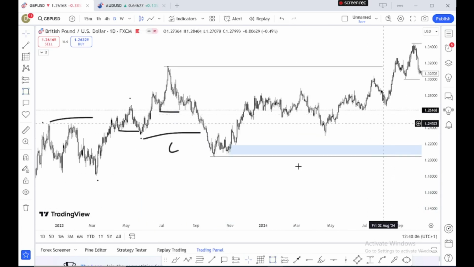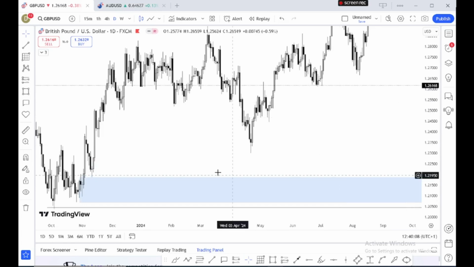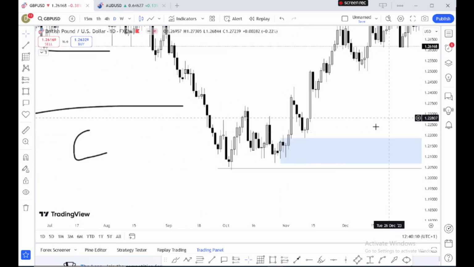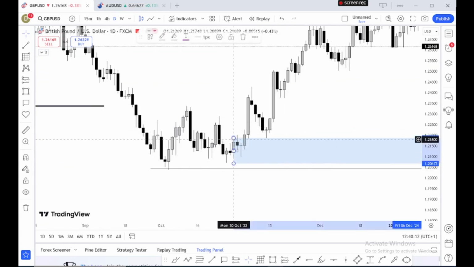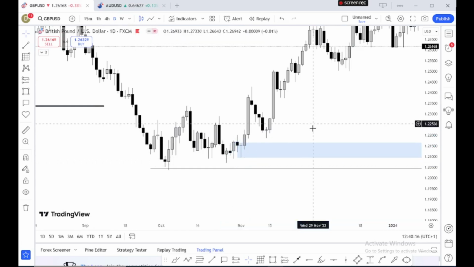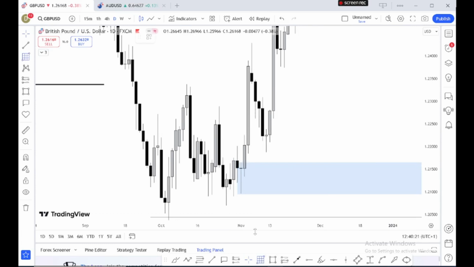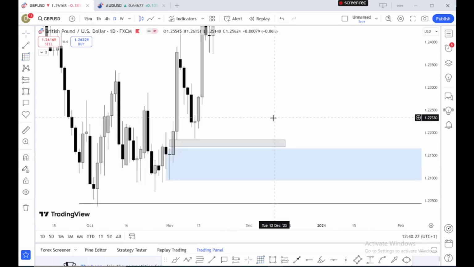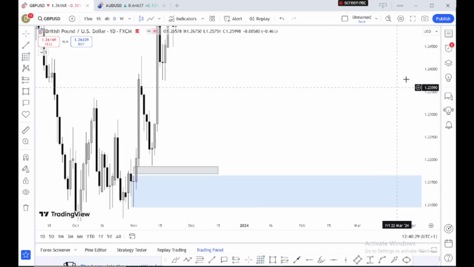So is this valid? Let's check. Why is this an extreme order block? Look at it. This is the candle. Why? Imbalance, fair value gap. Look at it. This fair value gap in between. So this level now, we attract the market.